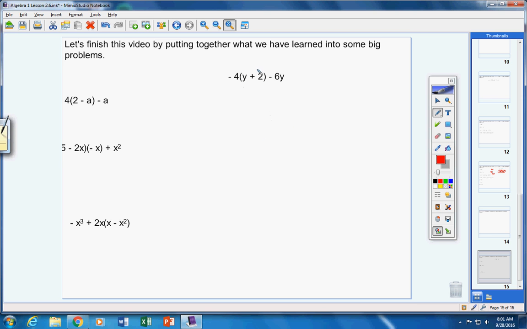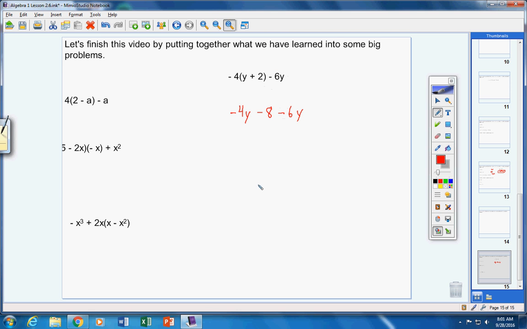Pretty standard problem. We have a negative 4 being multiplied times this parentheses here. Let's take our negative 4 and multiply it through. Negative times a positive is negative. 4 times y is 4y. Negative times a positive is negative. 4 times 2 is 8. And then do not take the negative 4 times the negative 6y. The negative 6y is not in the parentheses. Just bring down your negative 6y.